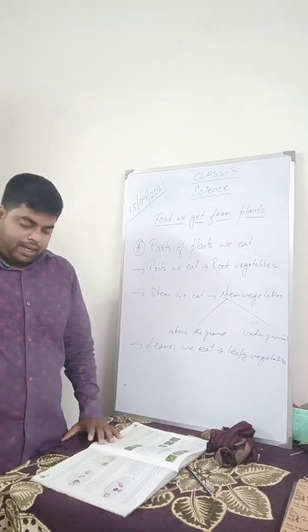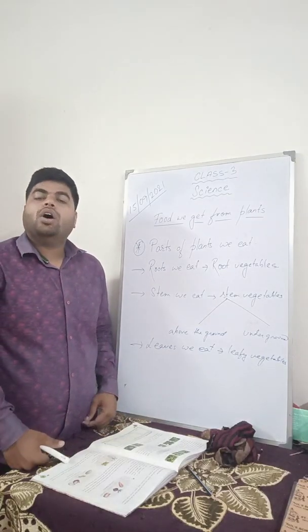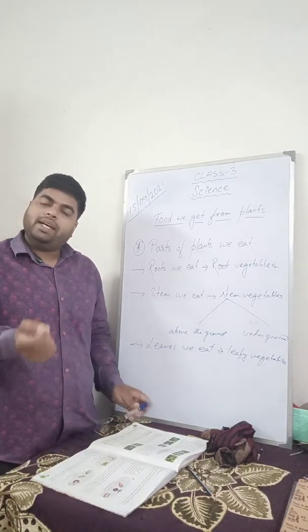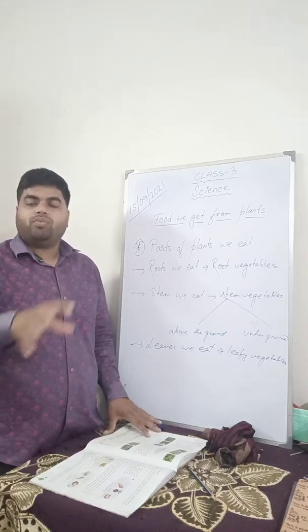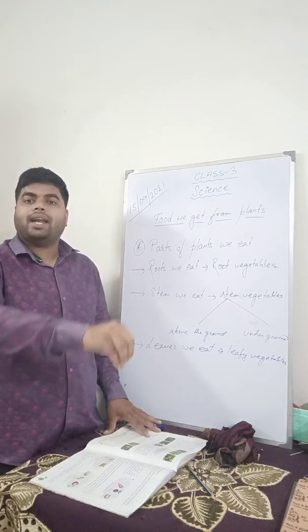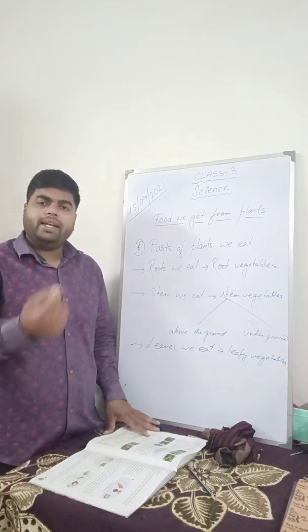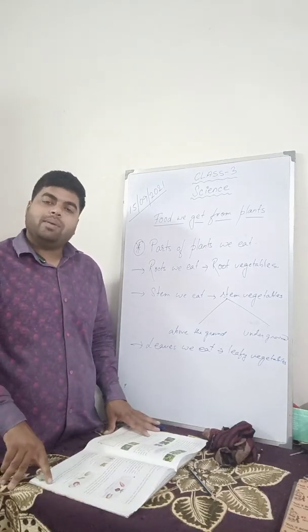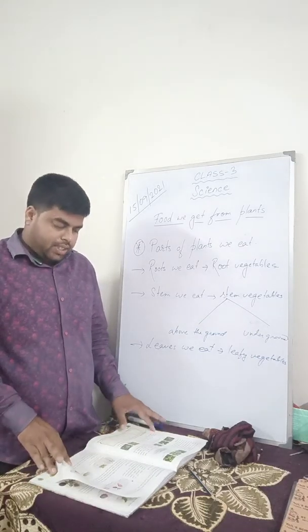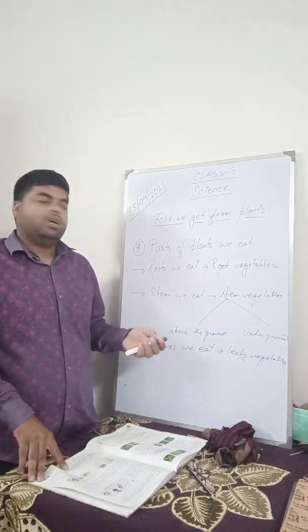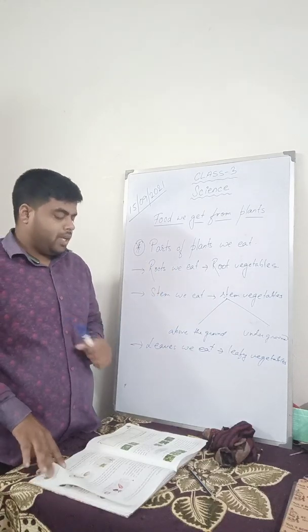They are either eaten raw in the form of salad or cooked. When you prepare these leafy vegetables as salad, they are eaten raw without being cooked, and sometimes they are eaten after cooking. So these are a few parts of plants which are eaten by us.